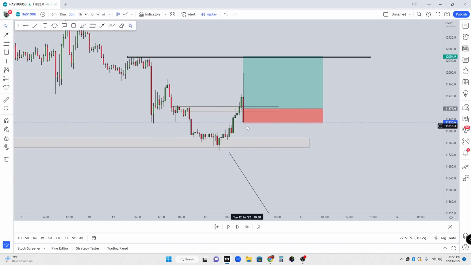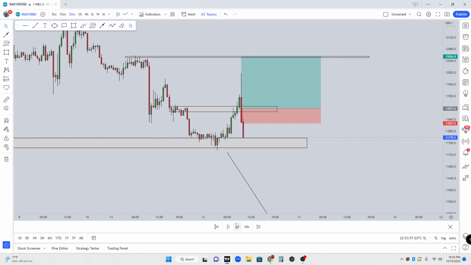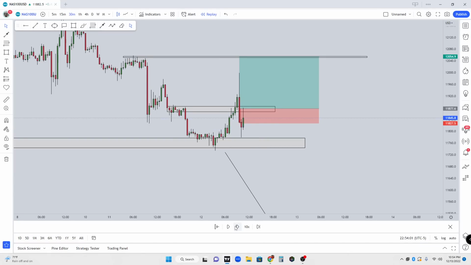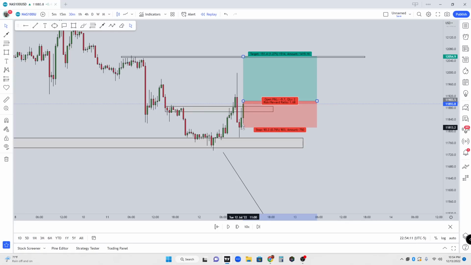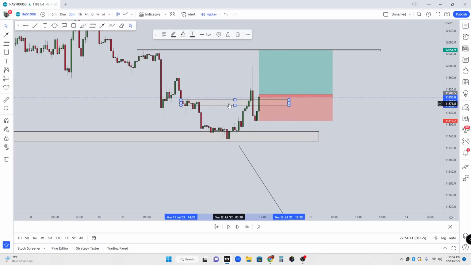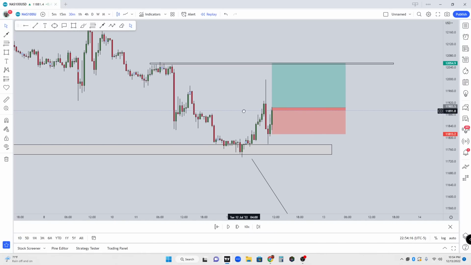All right, we got a pullback here. Looks like it went up, now it's coming down. So all the way back down, testing this area here. Are we gonna come back up? Yes, okay, we came back up. So stops are gonna be below these lows. Entries was right here, something like that. So stops below these lows. Take this off. All right, let's see.